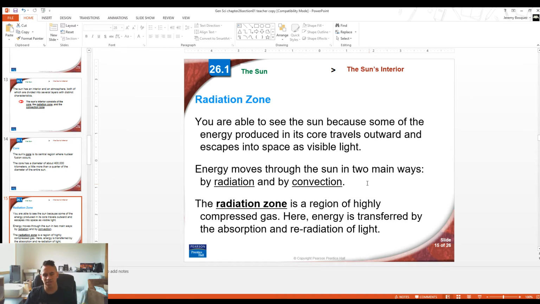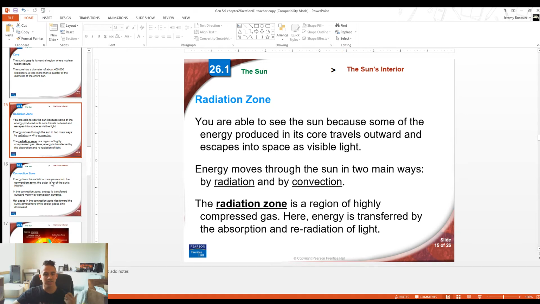And so it actually takes a very long time for the energy from the core to get through the radiation zone. Scientists call this energy, as it moves through this, the random walk, because the energy will just get shot out in random directions, but eventually, just by probability and chance, it will make its way out of the radiation zone. But it could take thousands of years for the energy to get out of this layer. So this radiation zone is where energy is absorbed and re-radiated or re-emitted.